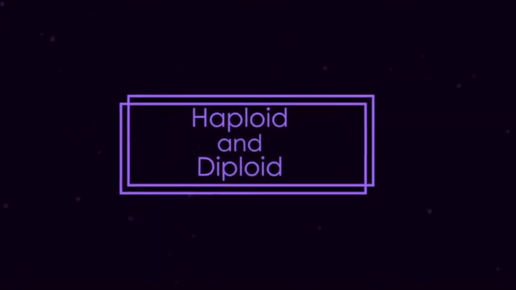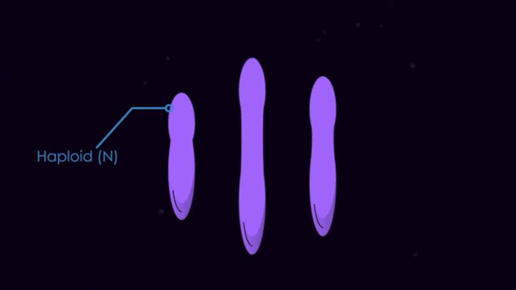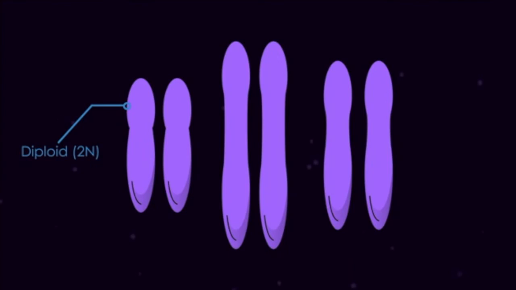And finally, what do haploid and diploid mean? Haploid cells have one set of chromosomes and is labeled as N. Diploid cells have two sets of chromosomes, 2N.